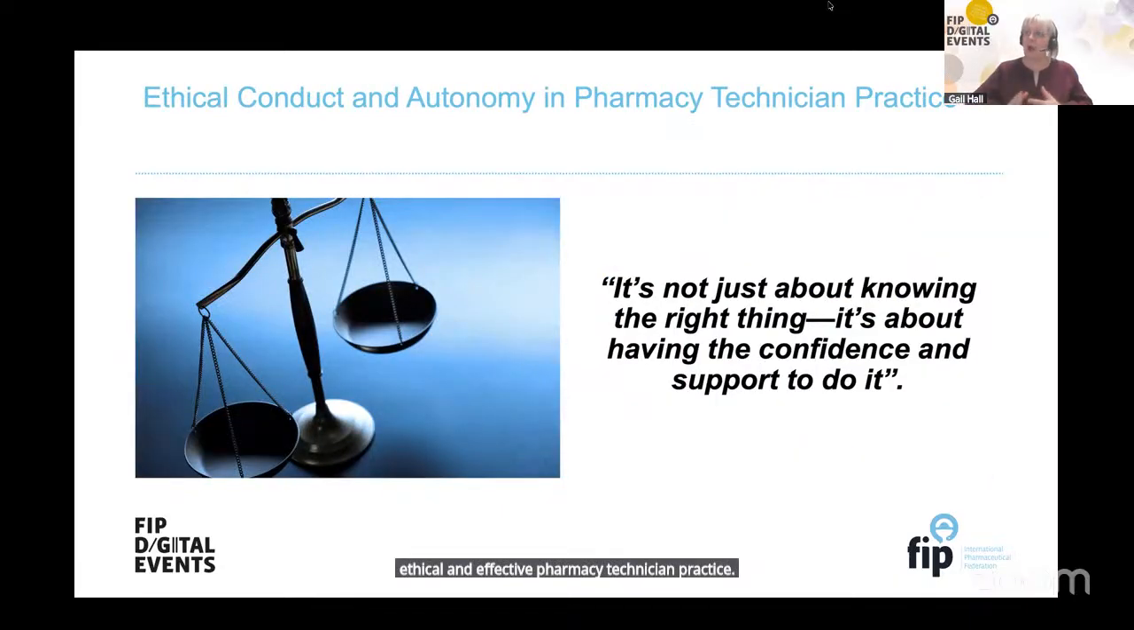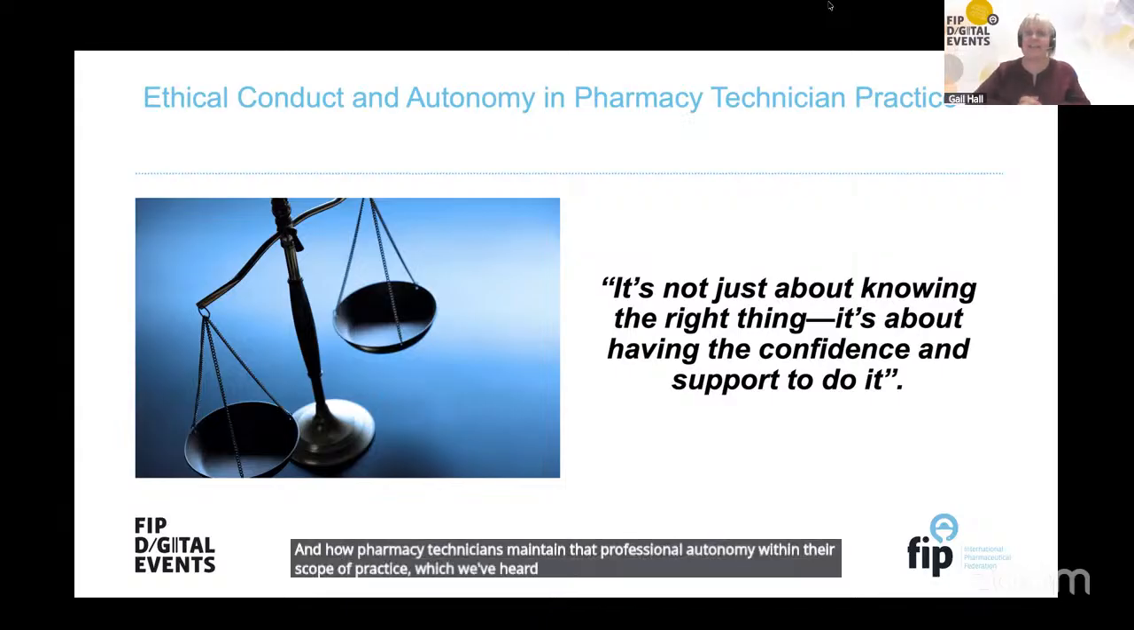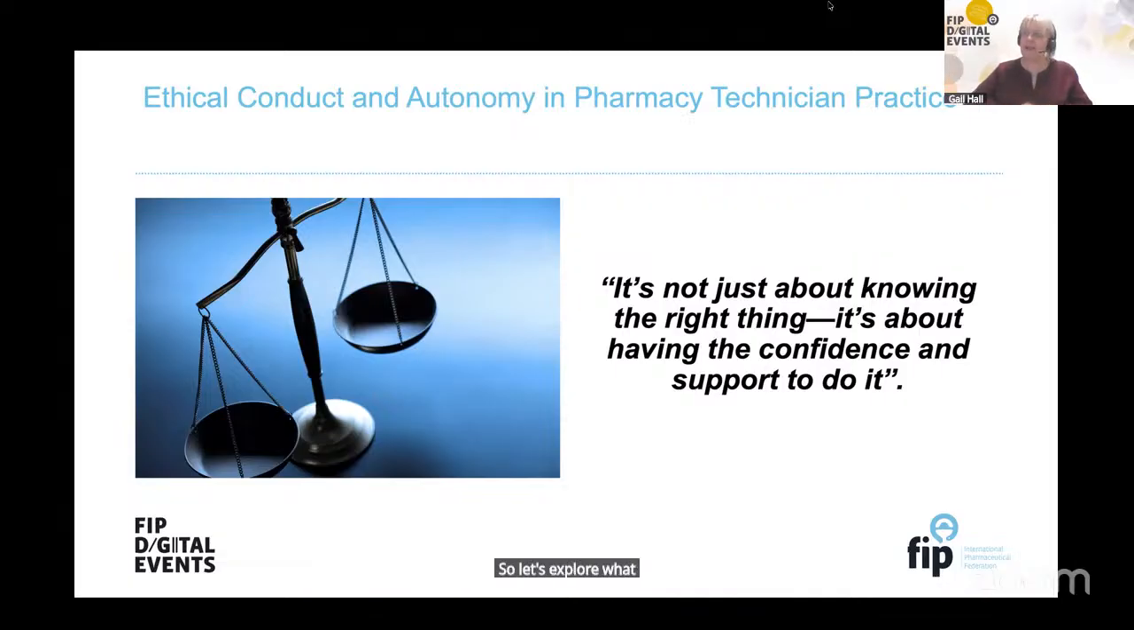So Claire has highlighted how ethical conduct underpins excellence in pharmacy practice and how pharmacy technicians maintain that professional autonomy within their scope of practice, which we've heard from Claire is changing on an almost minute-by-minute basis. So let's explore what this looks like now for our day-to-day work.